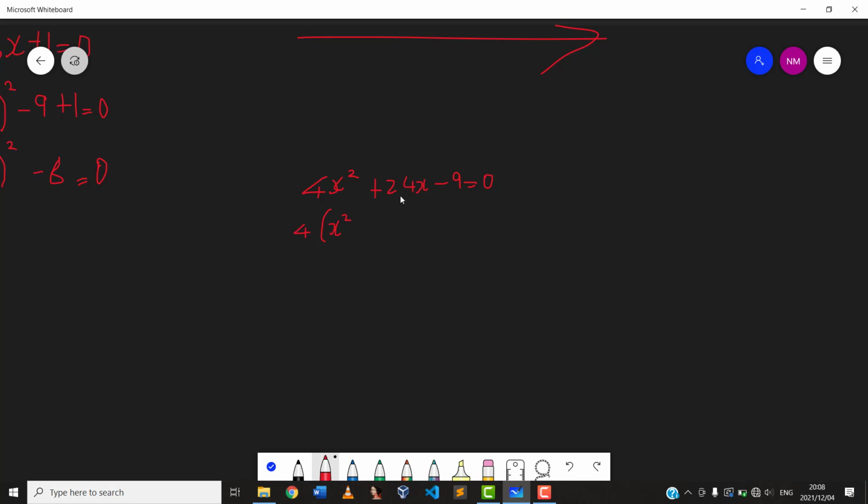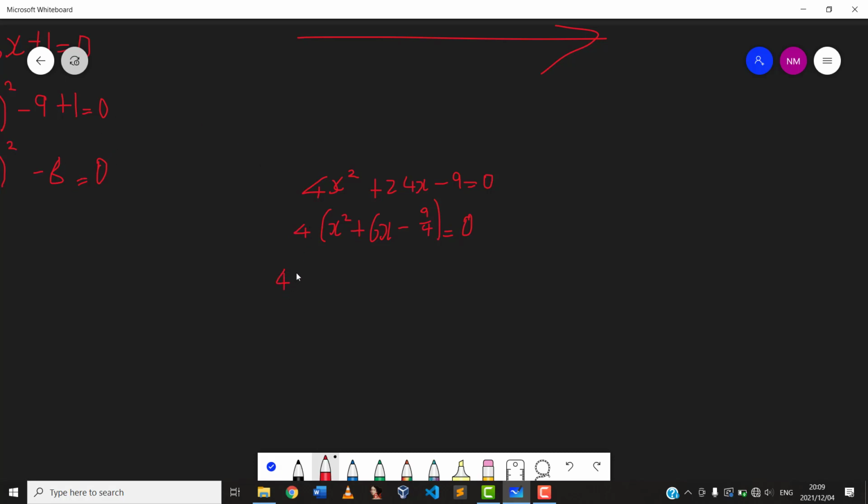Plus 24x, so 24 over 4 is 6. Okay, minus 9 over 4 equals 0. So that's the first step. And now you do the same process all over again.